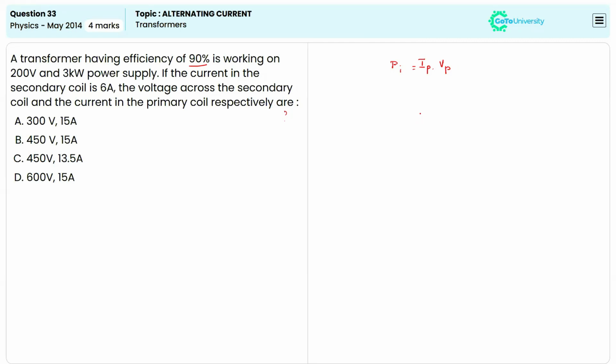So from this we can write the value of Ip as 3000 divided by the voltage, and the value of Ip here will be 15 ampere. Now we have to calculate the voltage.